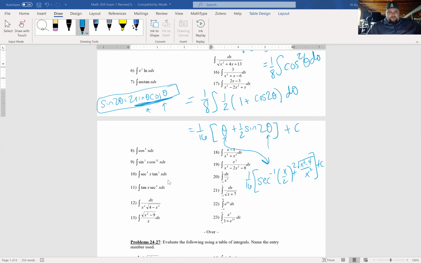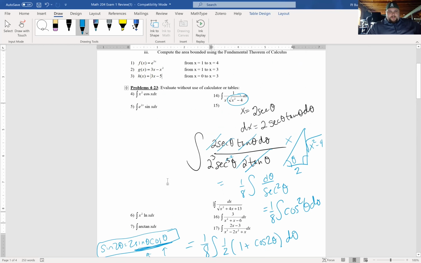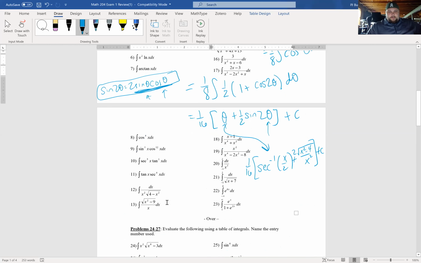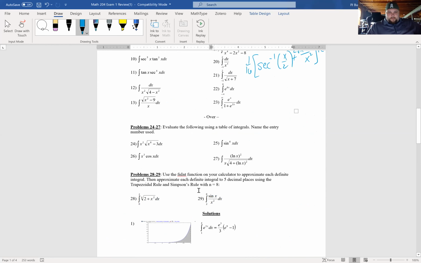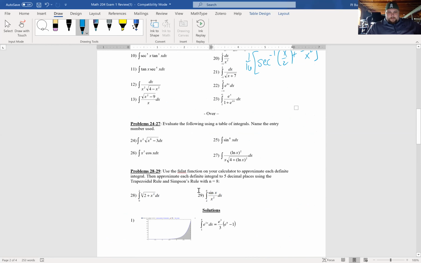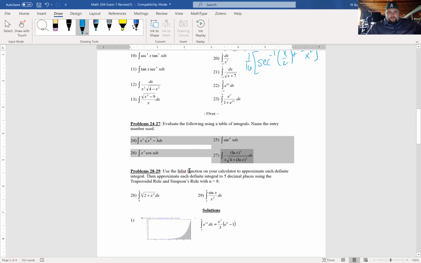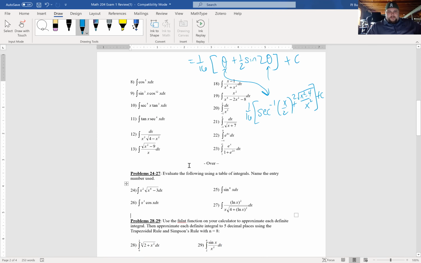So I can say, at least from the review, I would focus on problems 4 through 23 the most. That's where you're going to get, like I said, the test is almost all integration. The only other thing is you should make sure you know how to do your trapezoid and Simpson's rule. Table of integrals, not super important. Could potentially be the bonus.